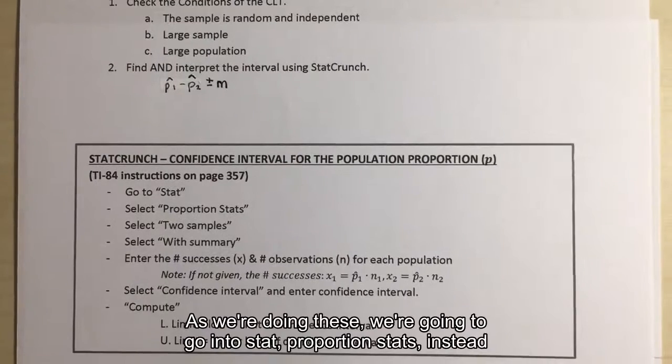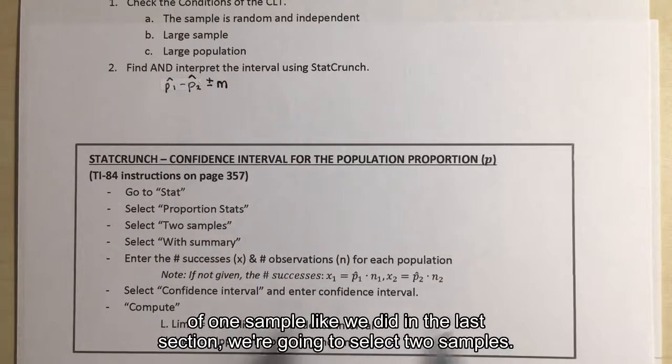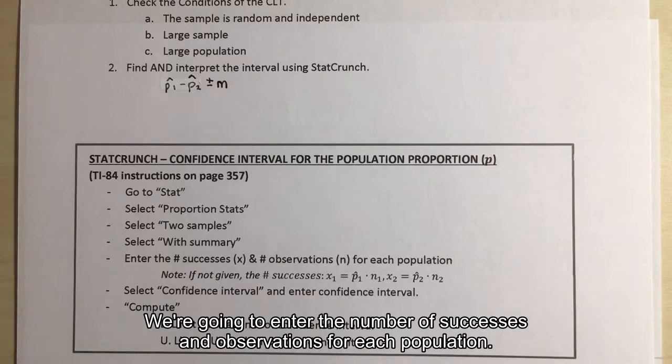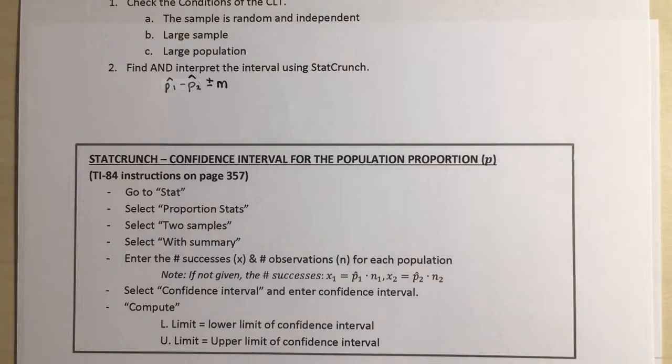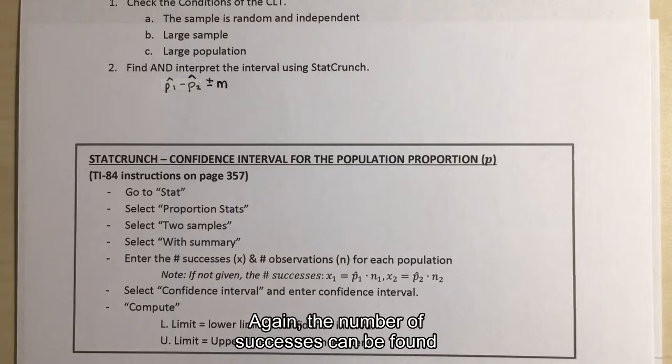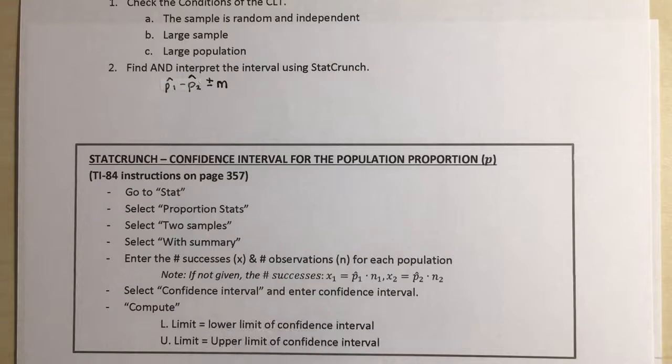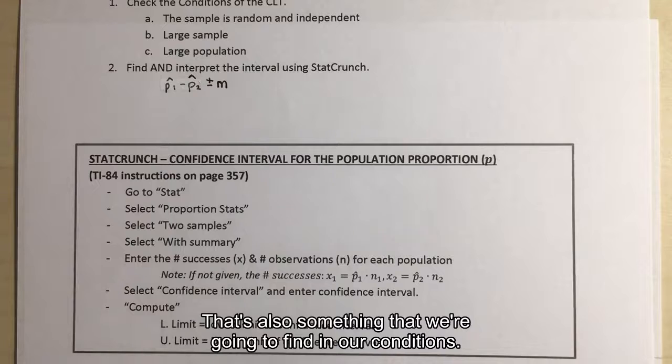Right. As we're doing these, we're going to go into proportion stats. Instead of one sample like we did in the last section, we're going to select two samples. We're going to enter the number of successes and observations for each population. Again, the number of successes can be found by taking our p-hat values times our sample size for each one. And then that's also something that we're going to find in our conditions.